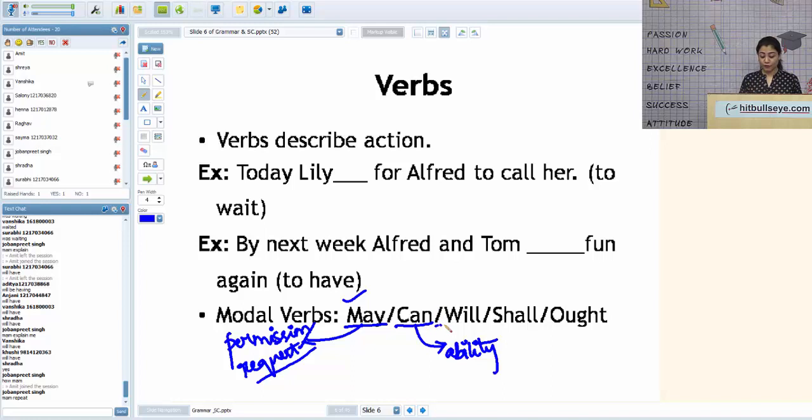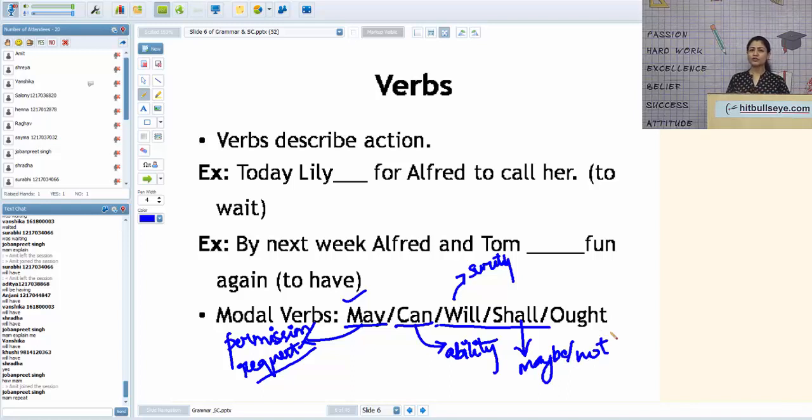Okay, moving on, the difference between will and shall. Will denotes surety. I will do my homework today, which means I'm 100% sure that I will be doing my homework today. Shall denotes a possibility. Maybe, maybe not. Right? I shall do my homework today, which means there's a chance, 50-50% chance. Ought talks about obligation. You ought to do this, which means you must do this, you're obliged to do this.